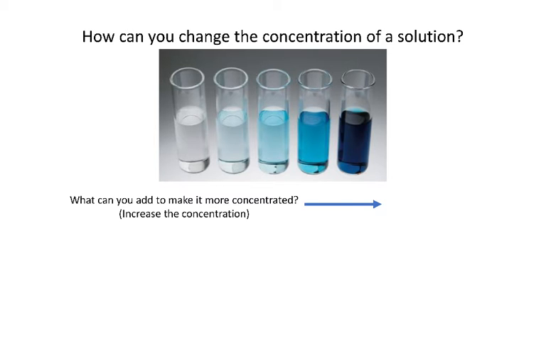So one is, what could you do to make it more concentrated, to increase the concentration? Let's say we have this middle vial here, and we want to increase the concentration, right? So what could we do? What could we add to make it more concentrated? Well, we'd add more solute, right? Concentration is solute over volume, and if you want to increase the concentration, you can add more solute. Basically make the numerator bigger, right?